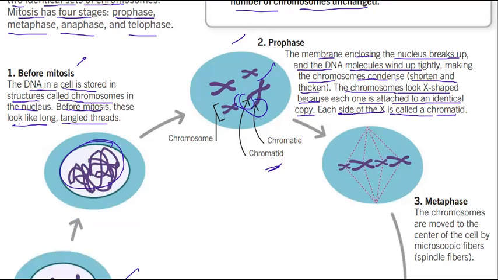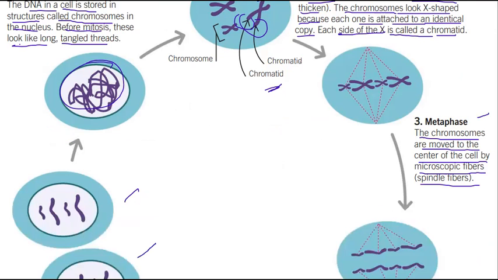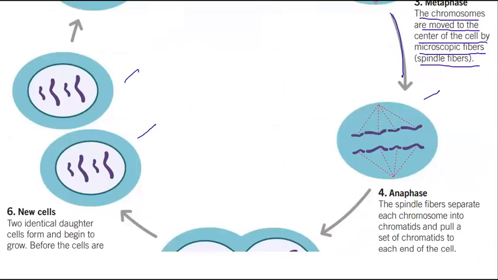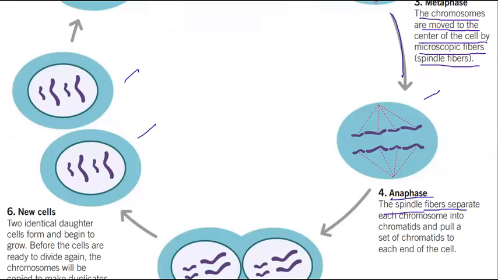Metaphase. Chromosomes are moved to the center of the cell by microscopic fibers called spindle fibers. Next, anaphase. The spindle fibers separate each chromosome into chromatids and pull a set of chromatids to each end of the cell.